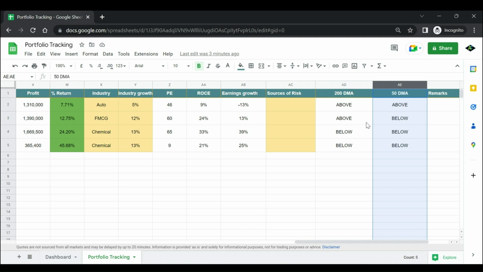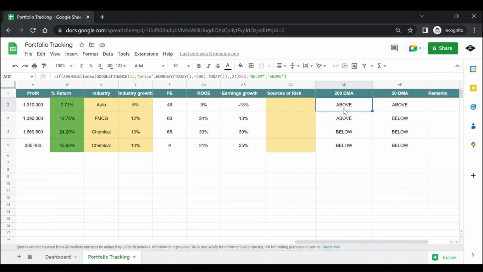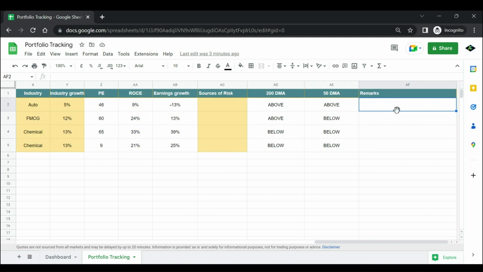And the application here is that if you have invested based on fundamental parameters, if these are below, you would want to put in more. But if you've invested in the short term and are looking more from a momentum perspective, ideally these should be above. Both of them should be above the 200 DMA and 50 DMA. So this helps more from a technical analysis perspective. And column AF is where you can put any of your other notes. So this brings us to the end of this sheet.